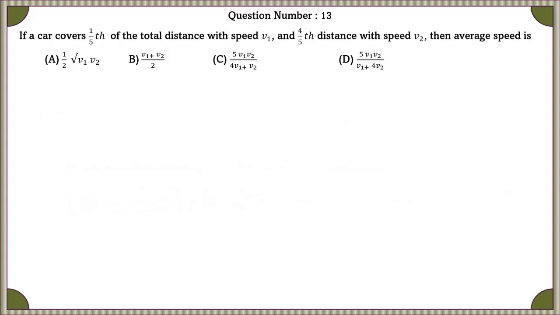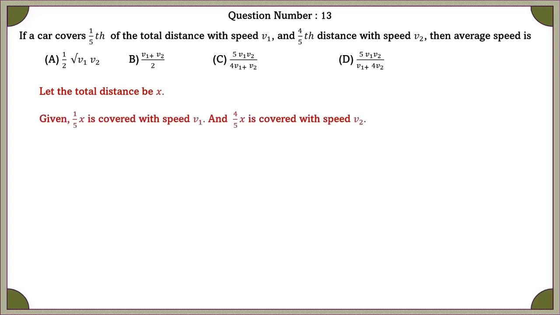Question number 13. If a car covers 1/5 of the total distance with speed v1 and 4/5 of the distance with v2, then the average speed is? Let the total distance be x. Given 1/5 x is covered with speed v1 and 4/5 x is covered with speed v2. Here we know that speed is equal to distance by time.